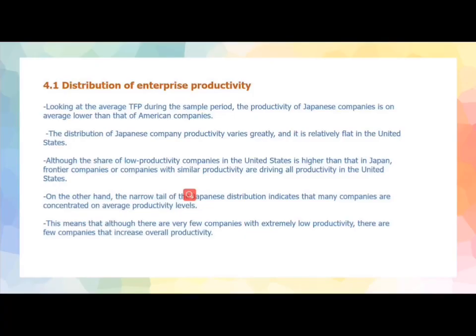About 4.1, looking at the average TFP in the sample, the productivity of Japanese companies is on average lower than that of American companies. The distribution of Japanese company productivity varies greatly and is relatively flat in the United States. Although the share of low productivity companies in the United States is higher than in Japan, fewer companies with similar productivity are dividing overall productivity in the United States. On the other hand, the shape of the Japanese distribution indicates that many companies are concentrated at average productivity levels. This means that although there are very few companies with extremely low productivity, there are few companies that raise overall productivity.